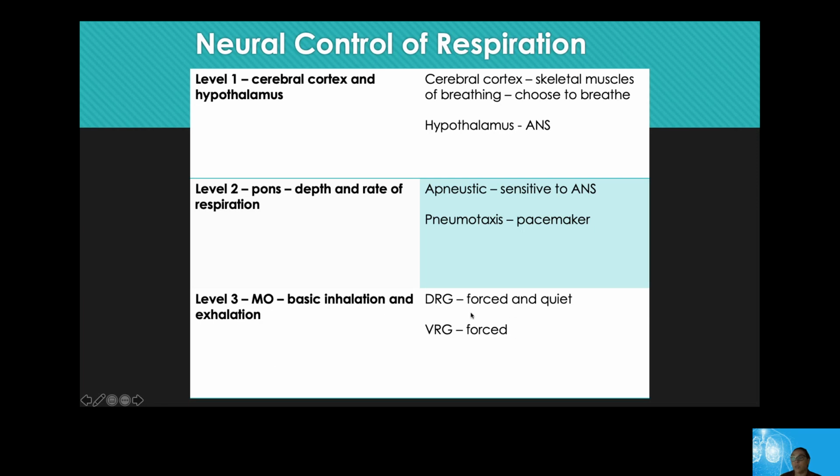If you want to force breathing to happen, you can use both your dorsal group and your ventral respiratory group. Your dorsal group does inhalation, your ventral group does inhalation and exhalation. However, quiet breathing, you just let your dorsal group handle that. So when you're not thinking about breathing, it's your dorsal group, the one in front, that's making that happen.